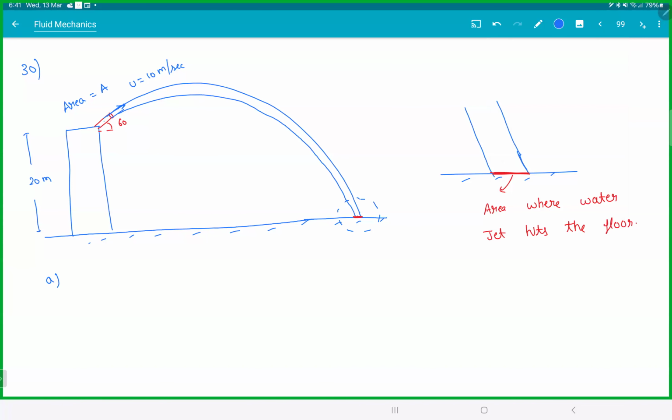First thing, what happens to the area of the water jet? Options will be: it will always increase, it will always decrease, it will increase and decrease, it will decrease and increase. What happens to the area of cross section of the water jet? Second part, find the maximum and minimum area of the water jet till it hits the ground.